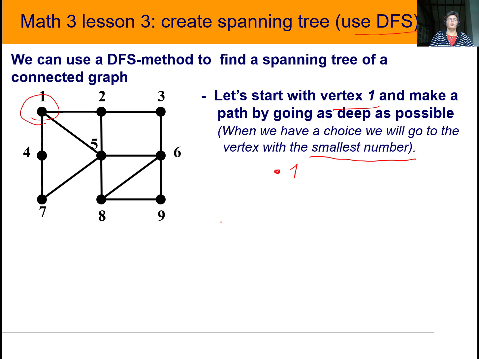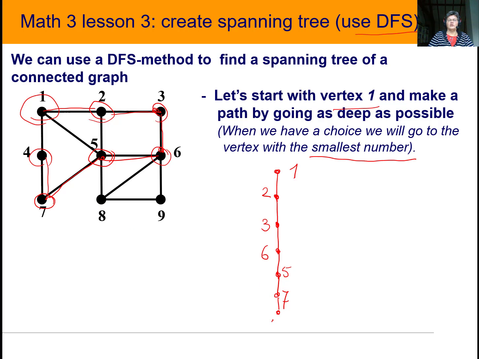Okay, so we start at 1. Then we go to the smallest number, 2. And we go deep, so we continue to the smallest number, 3. From 3 we can go to 6, and that's our only option. From 6 we have 3 options, and we go to the smallest number, 5. Then from 5 we can go to 7 or to 8, but 7 is the smallest. And then from 7 we go to 4.